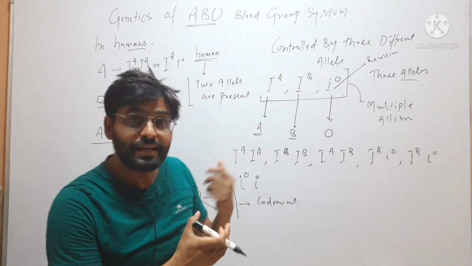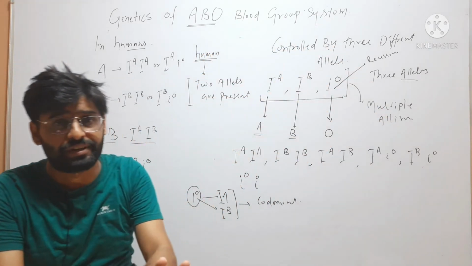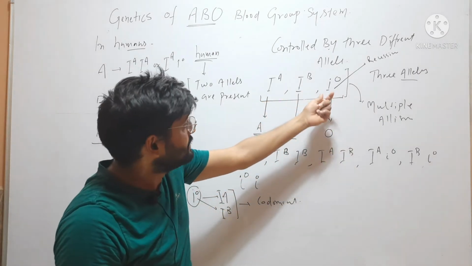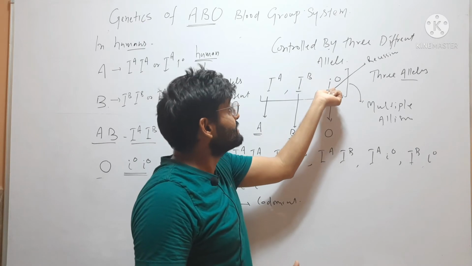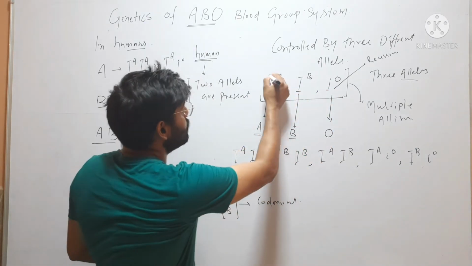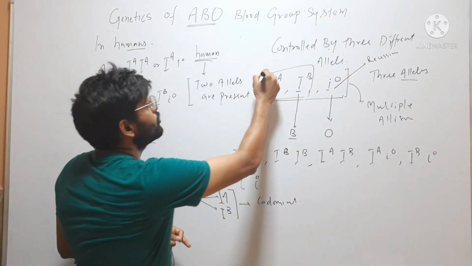So this is the genetics of the blood group system. This blood group is controlled by three different alleles, that is IA, IB and small i naught. This small i naught is recessive to IA and IB. When both of these are present, then they are codominant.